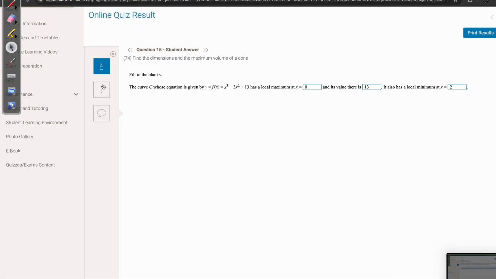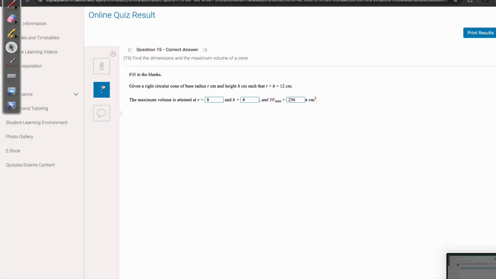Number 15. Given a right circular cone of base radius r and height h such that r plus h is equal to 12. Okay. Question: given a right circular cone of base radius r centimeters and height h centimeters such that r plus h is equal to 12 centimeters, the maximum volume is attained at r is equal to, h is equal to, and the max volume is equal to.